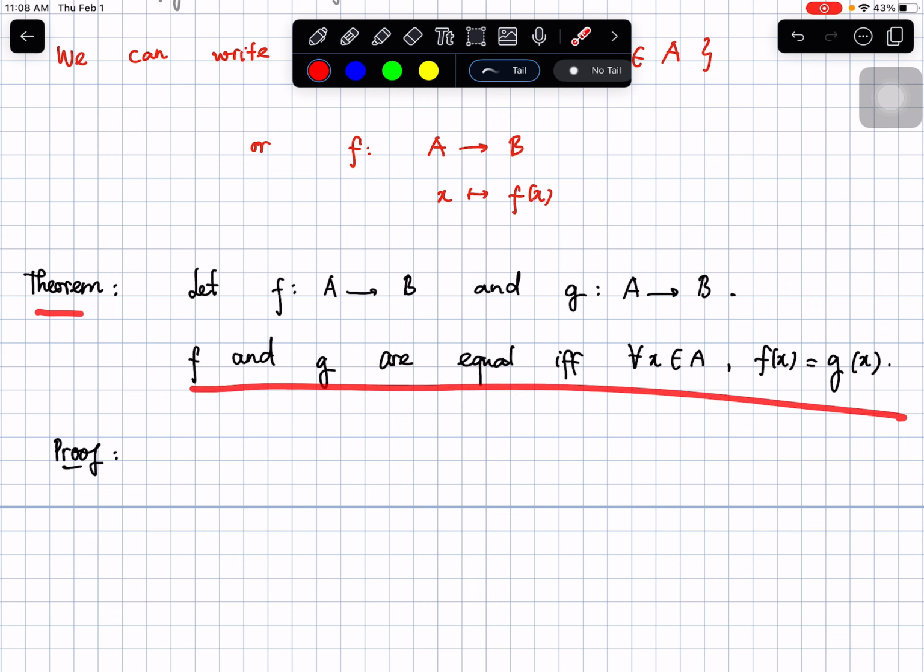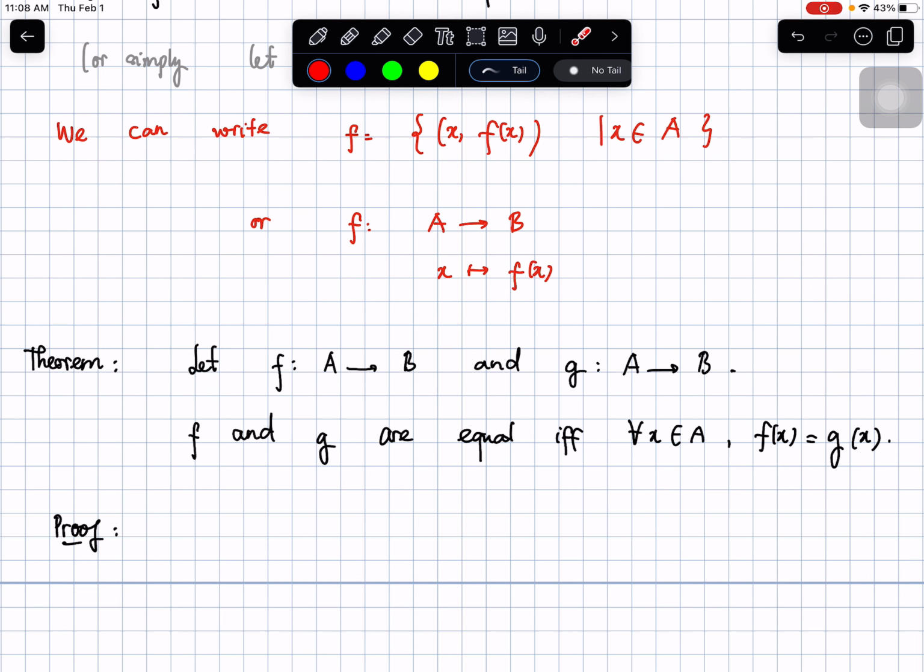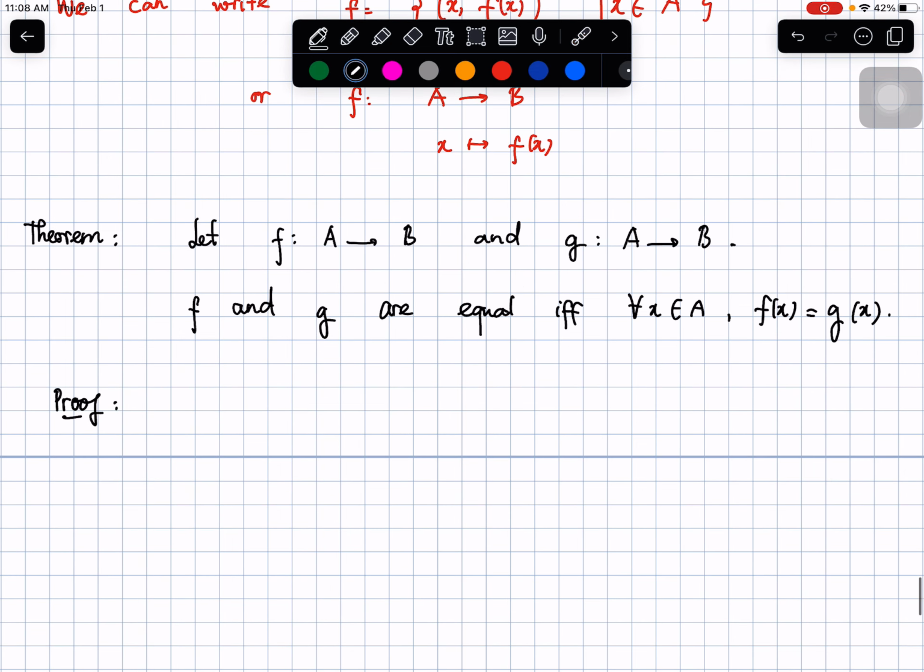We need to show this theorem, so we need to do it in both directions, right? Now, what does it mean that f and g are equal? Two functions are equal. Since we define a function in terms of sets, this actually means two sets are equal, right? Okay, now let's prove the first part.